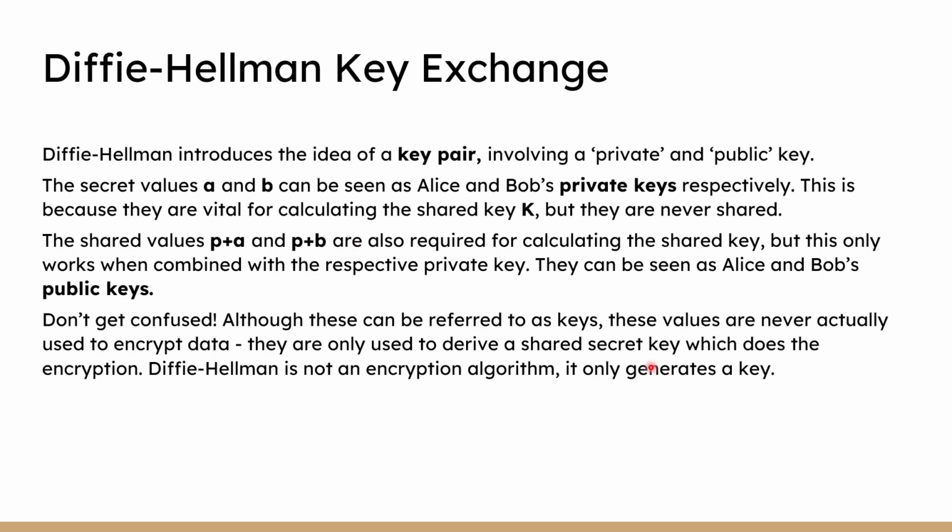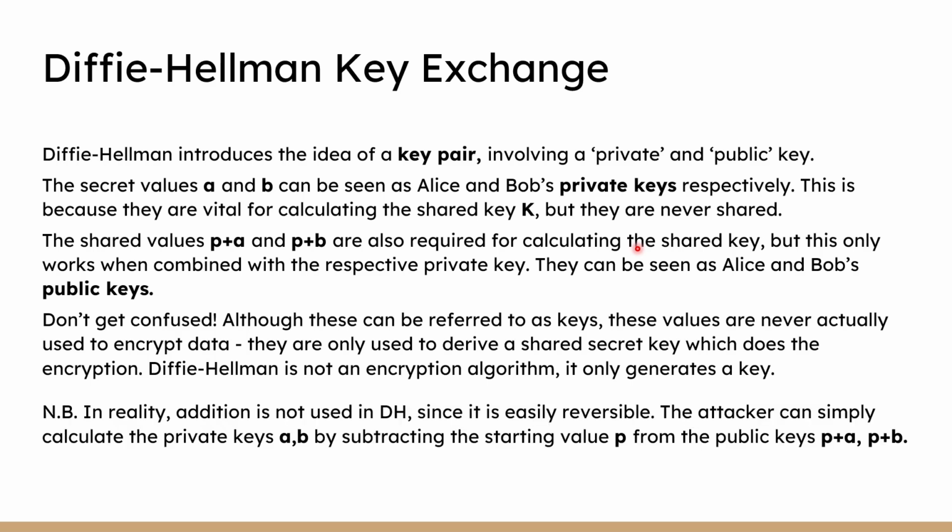This might sound a bit confusing because technically these aren't keys, because we don't ever actually encrypt data with these values. They're just used to derive a shared key, which is then used to encrypt data. I know it might sound a little confusing. I'm just trying to clear up the confusion because Diffie-Hellman isn't an encryption algorithm. It just generates a shared key using what are sometimes referred to as private and public keys, if that makes sense. Please do say in the chat if that's a bit confusing.